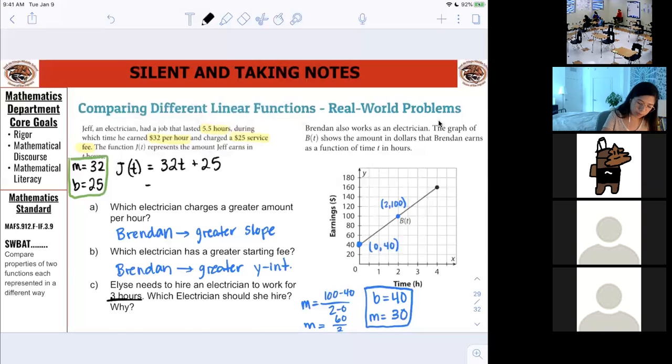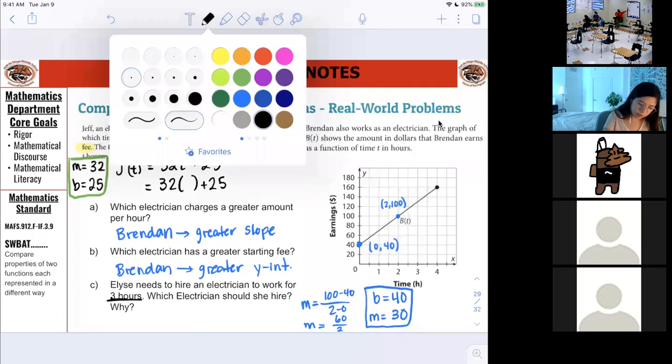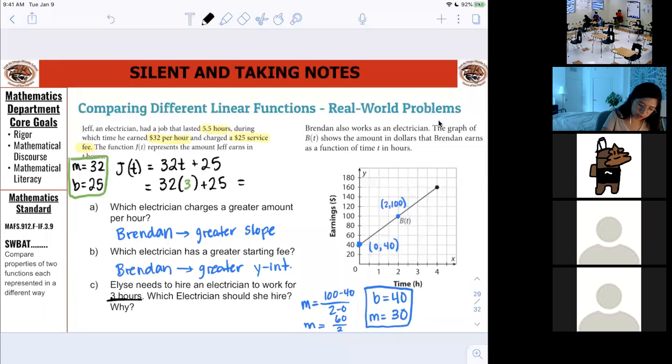So in other words, I'm going to plug in a 3. So we're going to plug in a 3 and see what you get. All right, what is 32 times 3? 96. And then 96 plus 25? 121. So for Jeff, it costs 121.